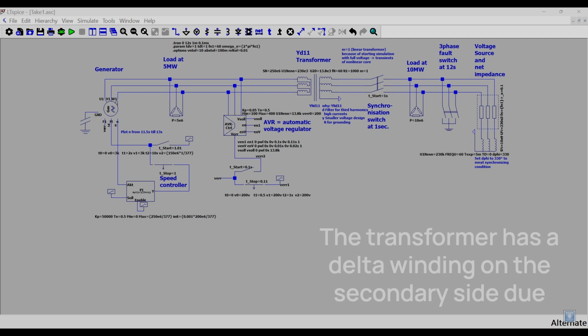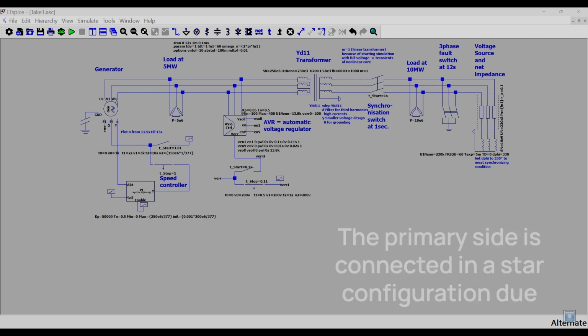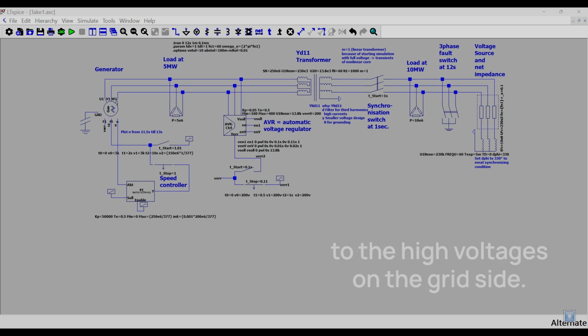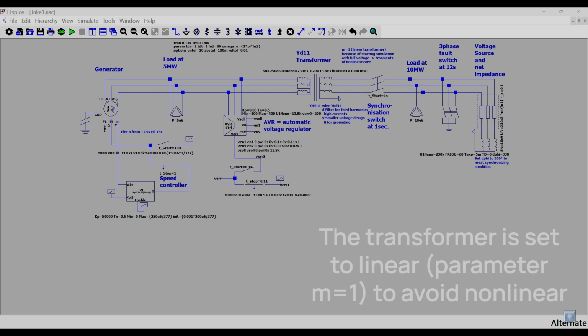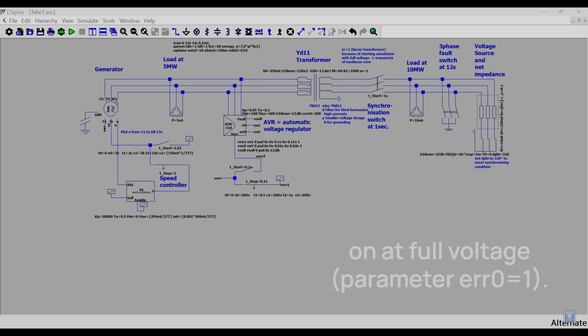The transformer has a delta winding on the secondary side due to the high generator currents and to filter third harmonic currents. The primary side is connected in a star configuration due to the high voltages on the grid side. The transformer is set to linear, parameter M equals 1, to avoid nonlinear transients after the generator is switched on at full voltage, parameter R equals 1.